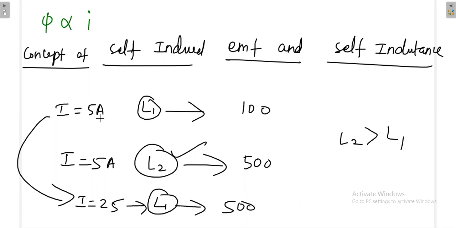The current and flux are directly proportional. And what is the role of L? L is simply phi divided by I. If you are using n turns, then it is n phi divided by I. Or simply remember L is equal to phi divided by I.